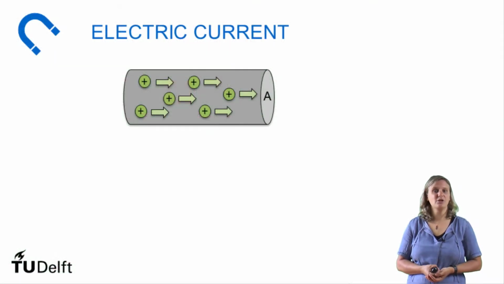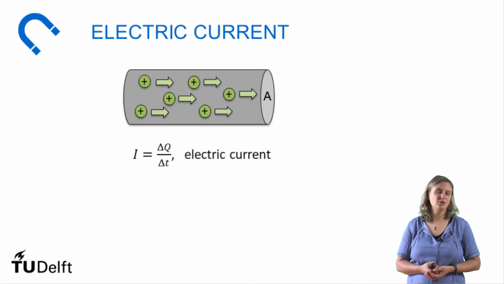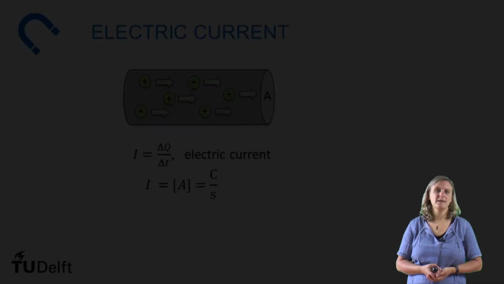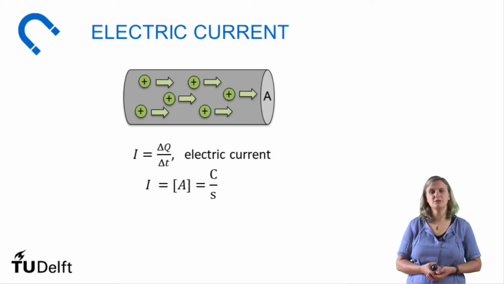So what is an electric current? Basically, an electric current is the flow of charges through a material. And formally stated, the current is the change of charges dq over time, dt. What is very important to realize about currents is that there is charge conservation.